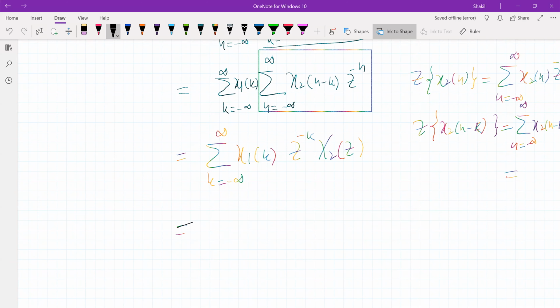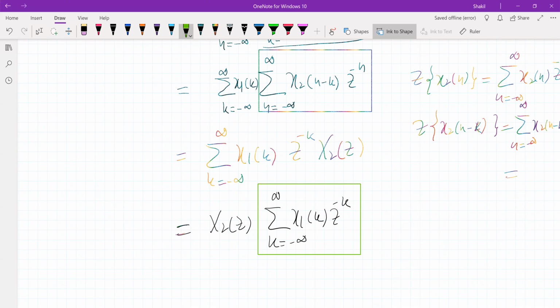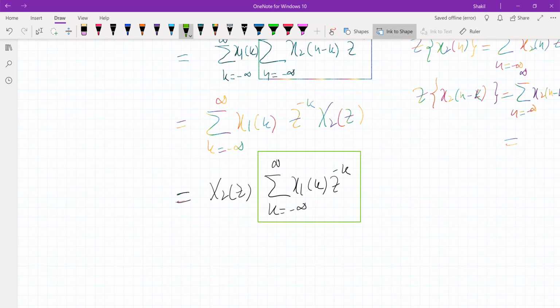So X2 of z is simply independent of this sum. We can write the sum from minus infinity to infinity x1 of k z raised to minus k. Now have a look at this formula. What is this? This is the Z transform of x1 of k. The only difference is that instead of n we now have k. So this is the Z transform of x1 of n.